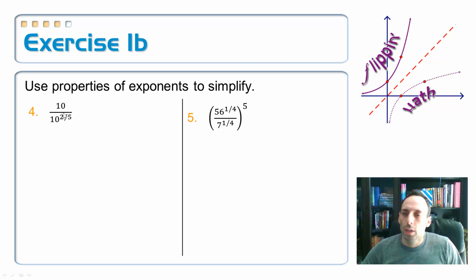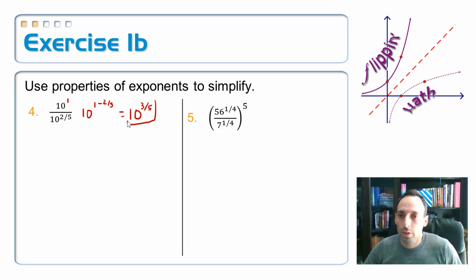Okay. So on number 4 here, I do have like bases. I have like bases, so I'm supposed to subtract these exponents, knowing that the top one's the first power. So this is 10 to the 1 minus 2/5. 1 minus 2/5 is 3/5, so that's 10 to the 3/5 power. And you leave it like that, it's done.